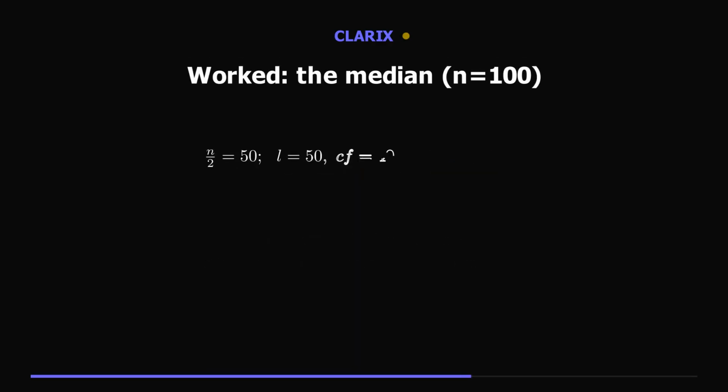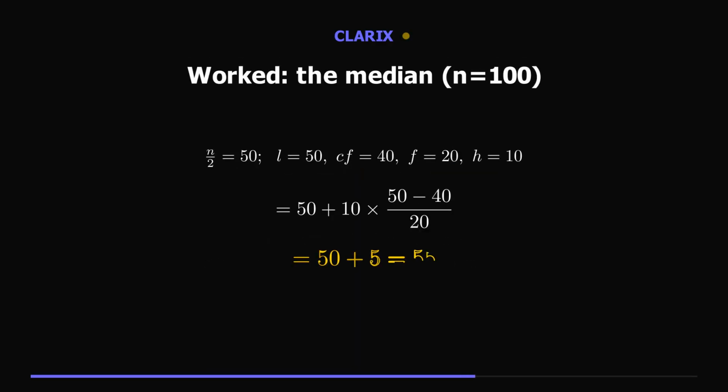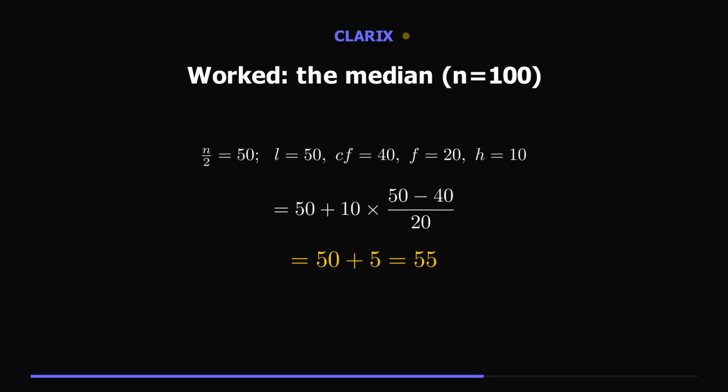Worked example. Say n is 100, so n over 2 is 50. The median class is 50 to 60, with lower limit 50, the class before it having cumulative frequency 40, the median class frequency 20, and class size 10. Median is 50 plus 10 times 50 minus 40 over 20. That's 50 plus 10 times 1/2, which is 55.